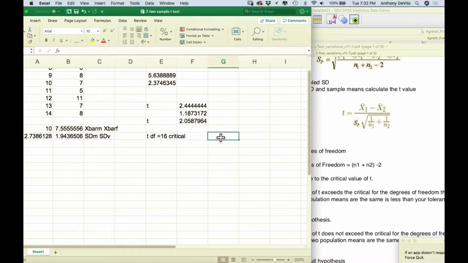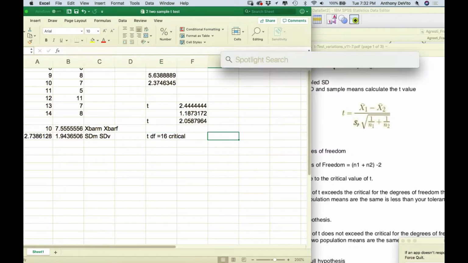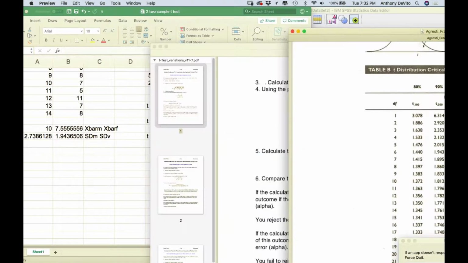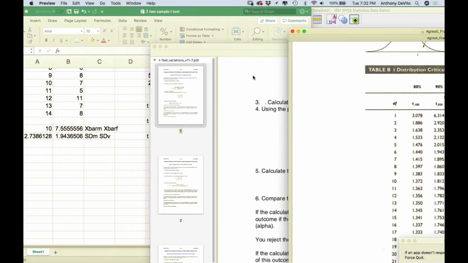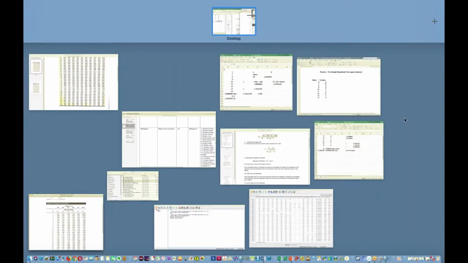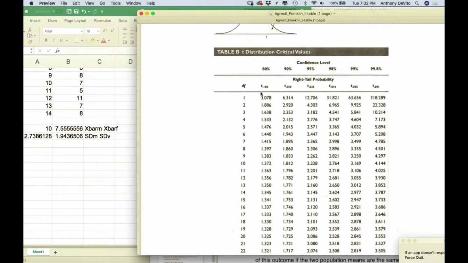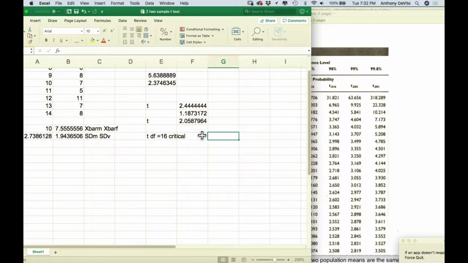And what is that? Well, what is the critical value of t for a degrees of freedom of 16? Where'd it go? I still have it here somewhere. There it is. Over here. Critical value t for 16 degrees of freedom is 2.12. So my critical value of t is equal to 2.12. What's the value of t that I calculated? 2.05. It's less than my critical value.